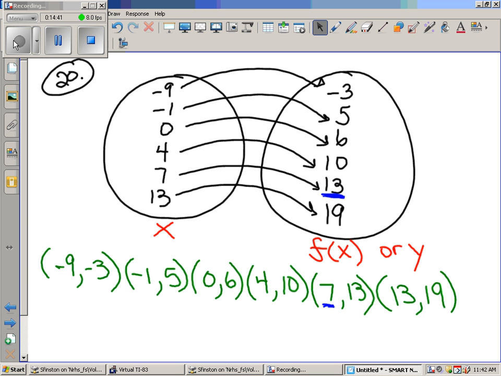No. Wait, just before we end. Guys, is this a function? Yes, because no x values repeat.